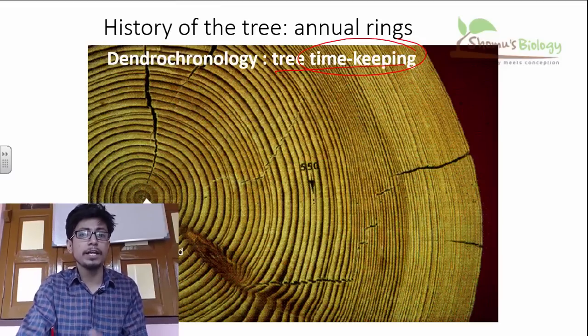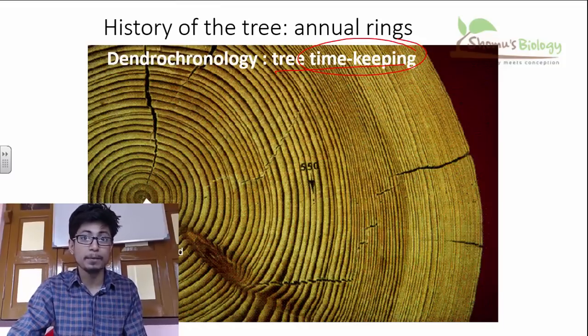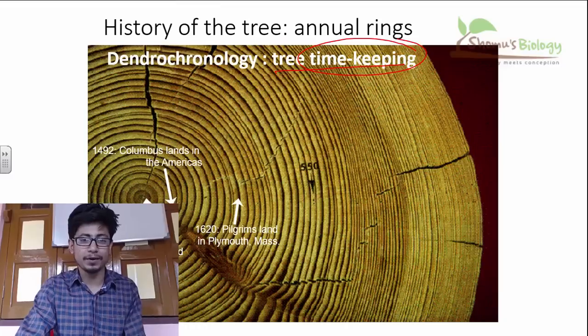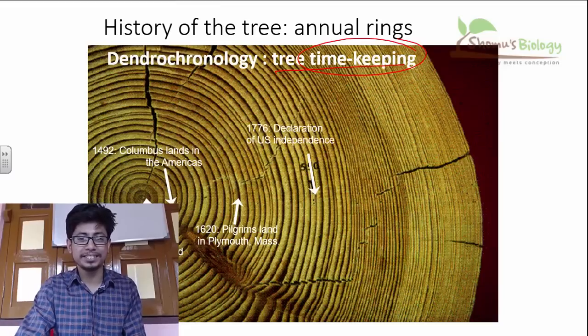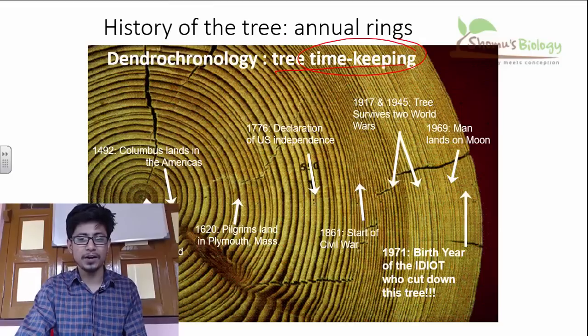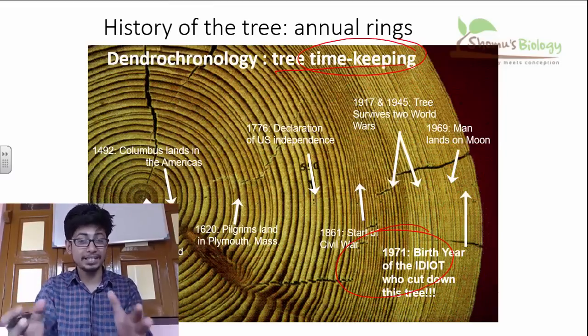Because you see, this tree is very old. In 1489 the tree was planted, and you see it's very greenish. The first type of cell layers is shown. Then we have Columbus landing in America in 1492, 1620 Pilgrims at Plymouth, Mass., 1776 US independence, 1861 start of the Civil War. You can see 1917 to 1945 the tree survives two world wars, and finally man lands on the moon in 1969, and the birth year of the idiot who cut down this tree, 1971. From that time the tree has been cut. So you see, this is the end point. I like this slide very much.